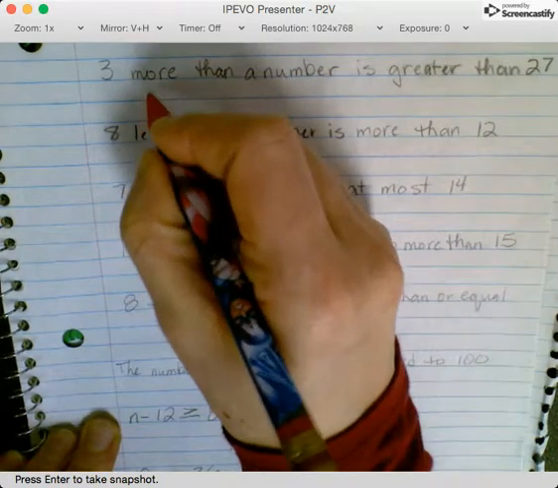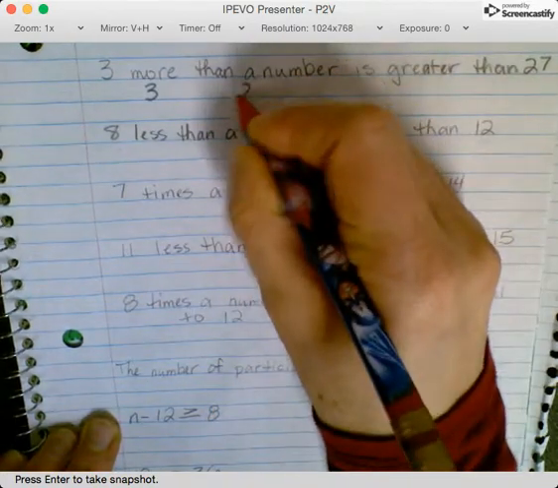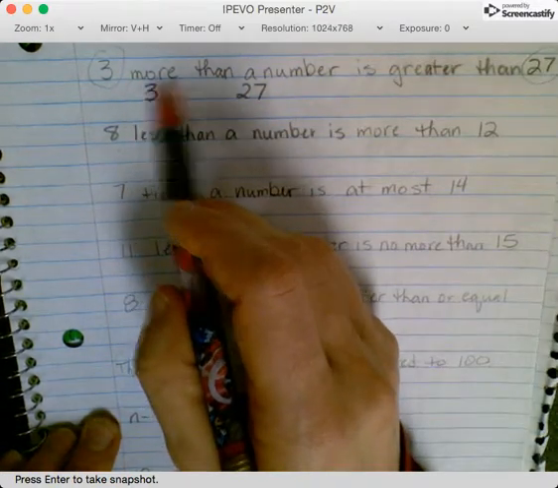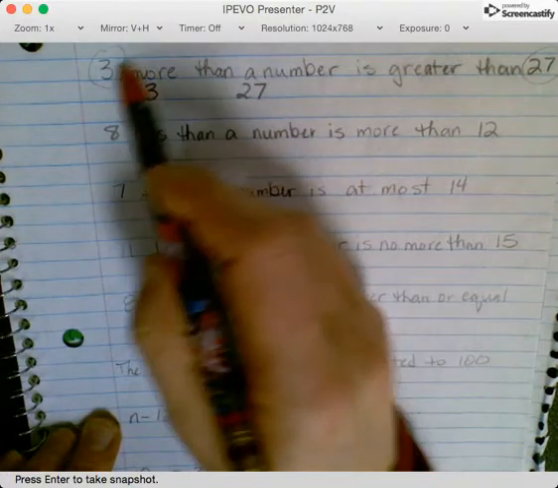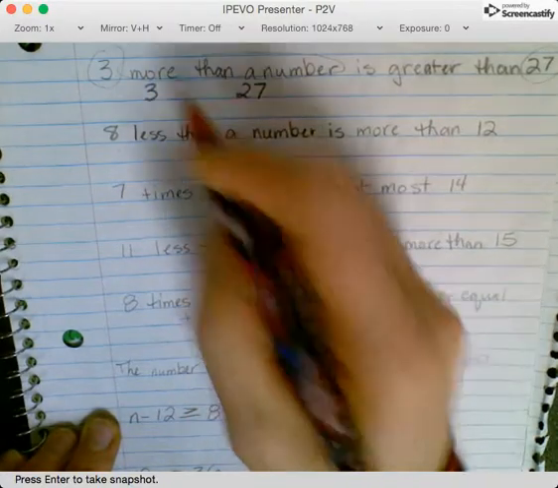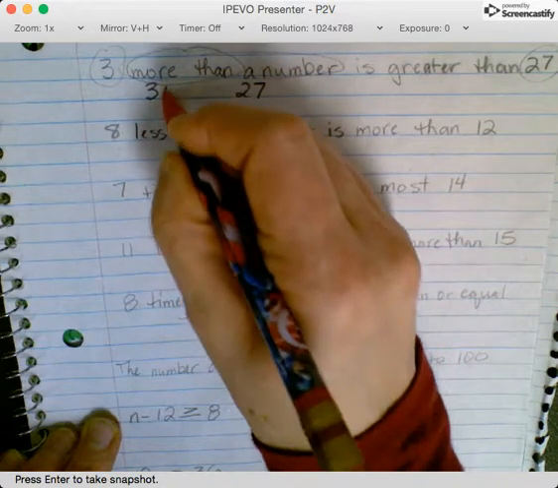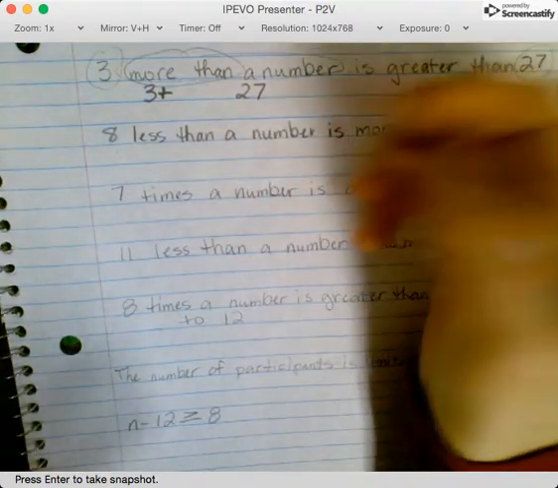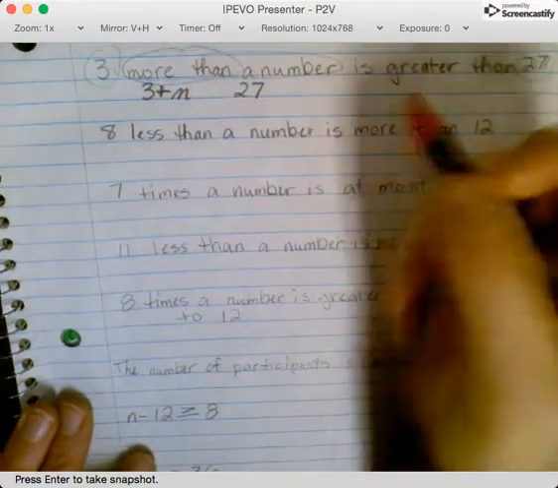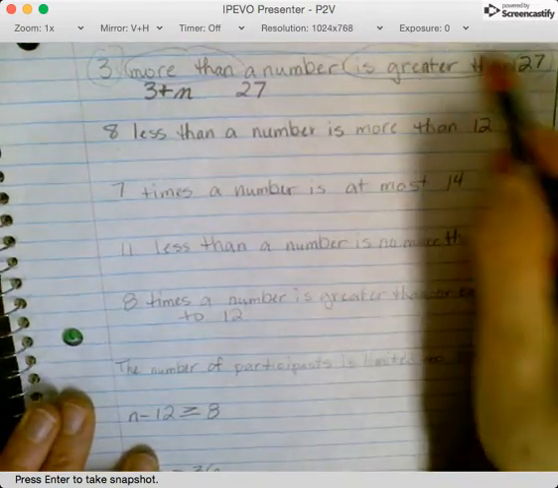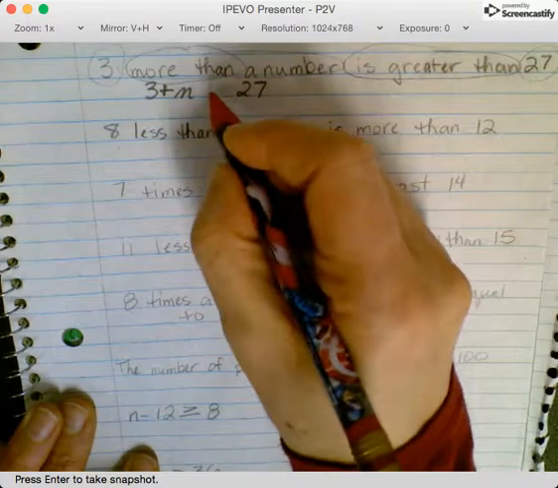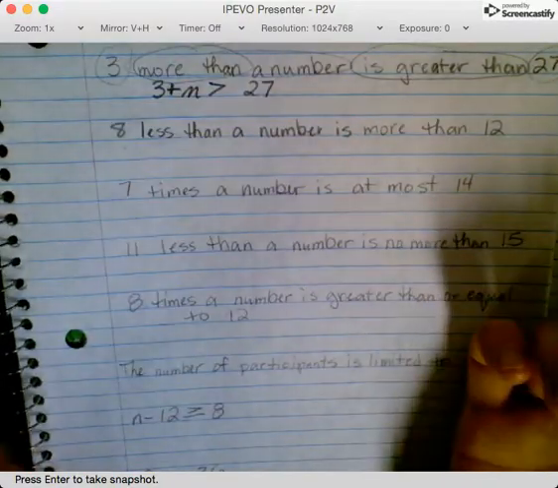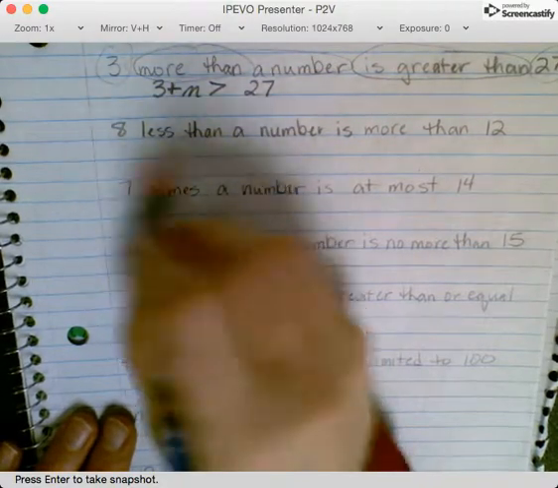So I have 3 and I have 27 as my two numbers. And it says 3 more than a number. So more than a number, remember more than is plus. And a number, we could use any letter, but I'm going to use n. And then it says is greater than. Obviously, is greater than is going to be your greater than symbol. And that's all.